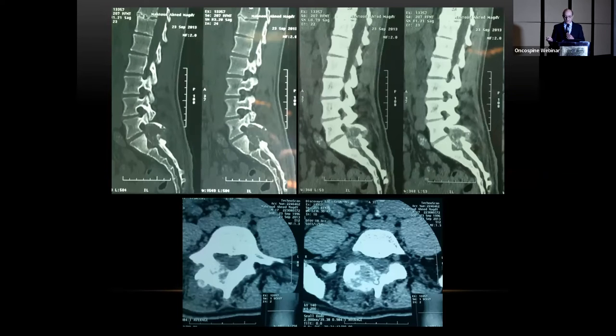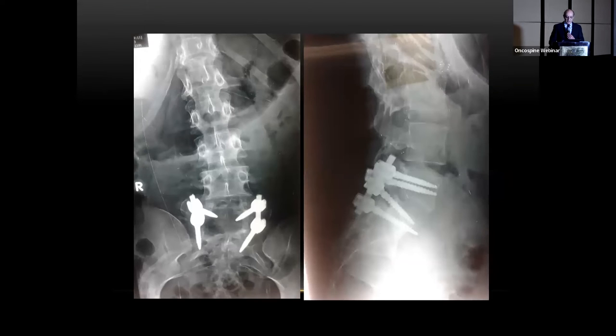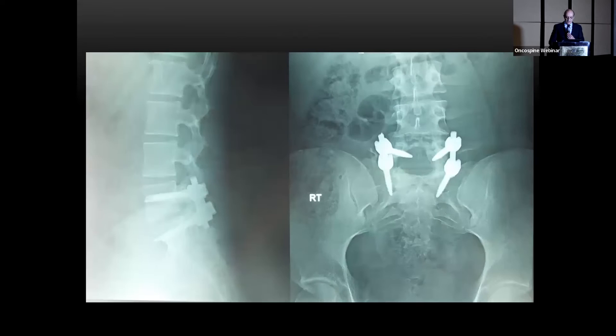Oh, you can do decompression and intralesional curettage. But here, because of the involvement of the facet joints, you should add fixation to this. And this is what we did. This is the follow-up after 1 year. You can see good posterolateral fusion on the right side. But you need to do very good decompression, very good exposure and curettage.